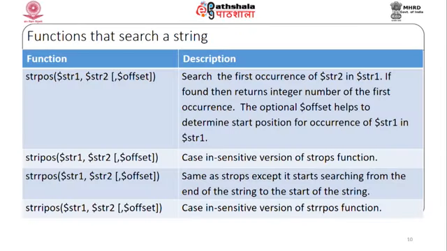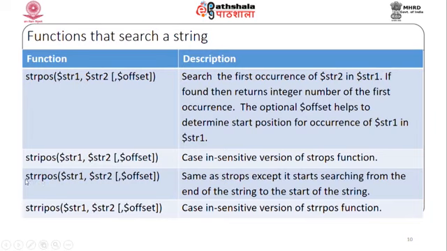Next function is to search a string. To search a string, the first built-in function is string position, that means strpos. It takes 2 compulsory parameters and 1 optional parameter called offset. It searches the first occurrence of string 2 in string 1. If found, it returns the integer number of the first occurrence, and the optional offset helps to determine the start position of the occurrence of string 1 in the string. In the same way, for case insensitive you can use stripos, which is the case insensitive version of this one.